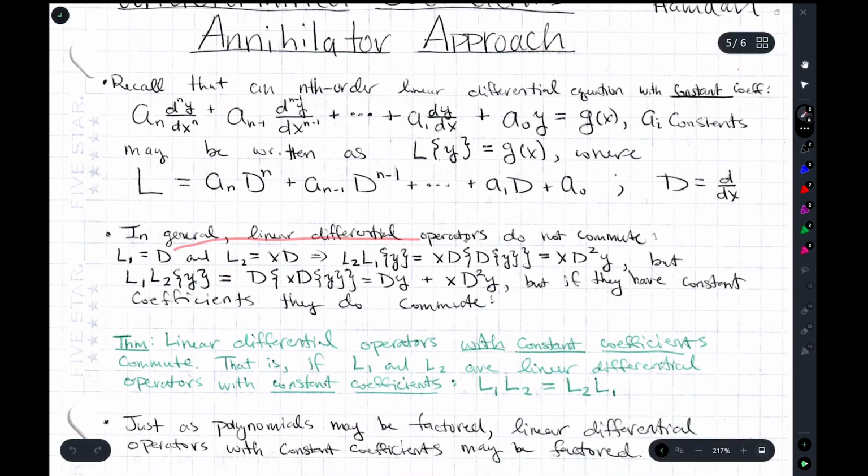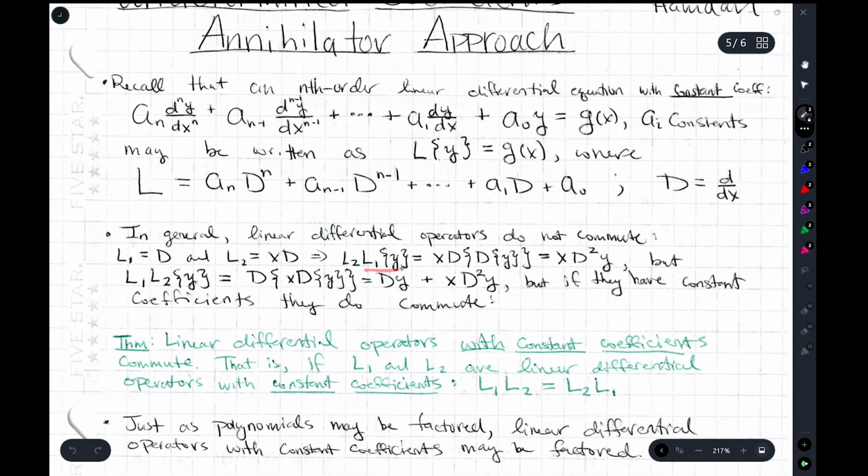Now, in general, linear differential operators do not commute. And what do I mean by that? So consider the differential operators here. L1 is equal to just the derivative D, and L2 is equal to x times D. So it has this coefficient of x. Now, of course, that would mean that we're not in the domain of constant coefficients, but it's just to give an example.